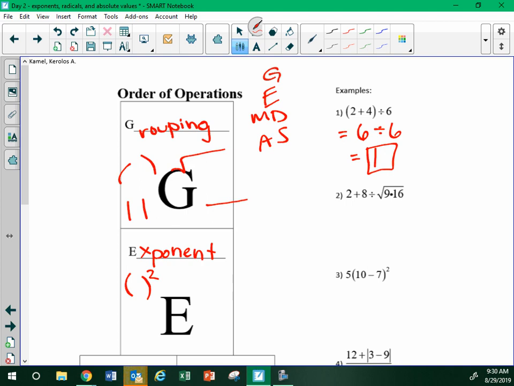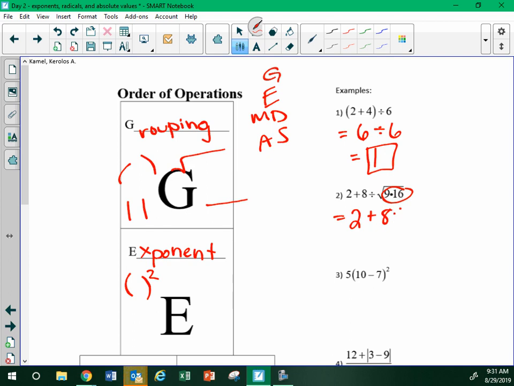All right, so number 2. So remember, we have to go in this order. We don't just go left to right. So we don't do 2 plus 8 first. No, addition is the last thing, right? So we first go this order, grouping. Well, I see a square root here, so I need to do the square root piece first. So this is my first piece. So I'm just going to rewrite everything else.